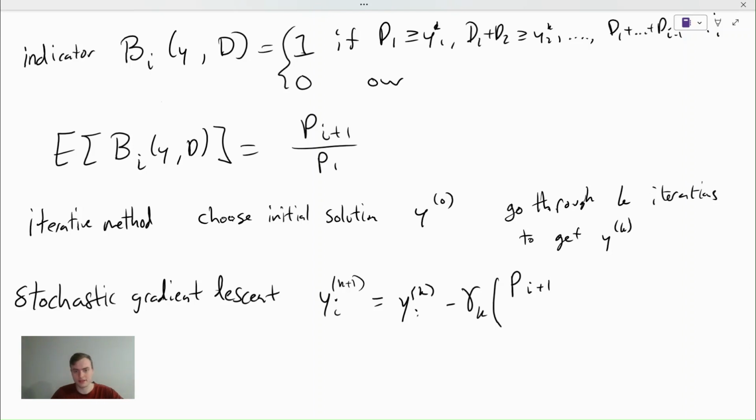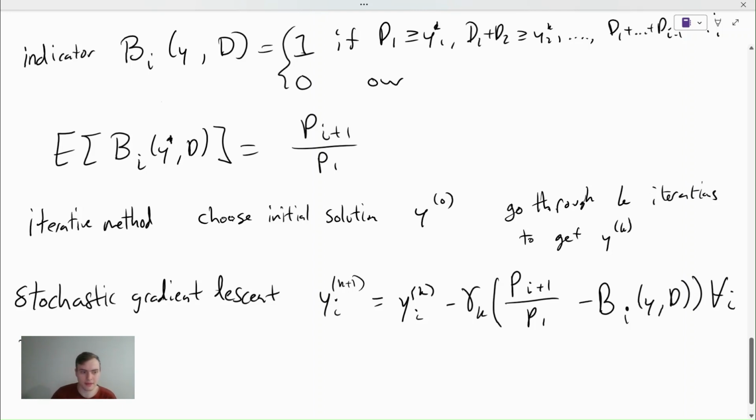i, p i plus 1 over p1, which is our target value, and then minus b, or yeah, maybe that one would be a y star because that's what we want for the optimal. And this is just what we get for a y generally, bi of y d, right? And then we're going to do that for all i between 1 and n, right? And so gamma k, we call this the learning rate. That's another parameter that we're setting. So in addition to the parameters of the model, we have this parameter of our optimization.